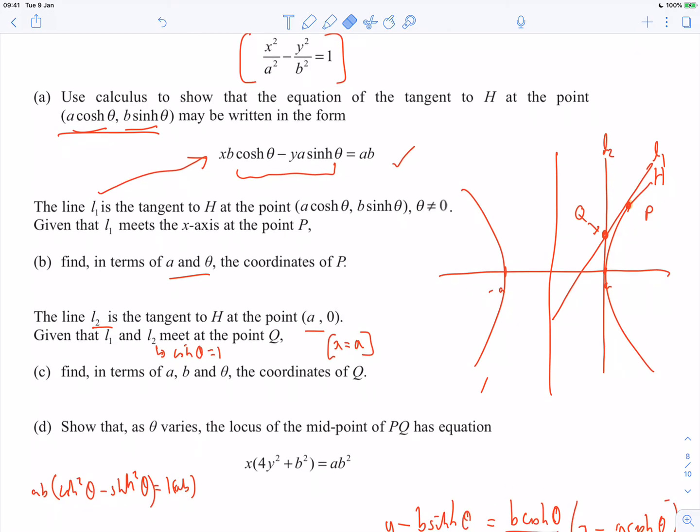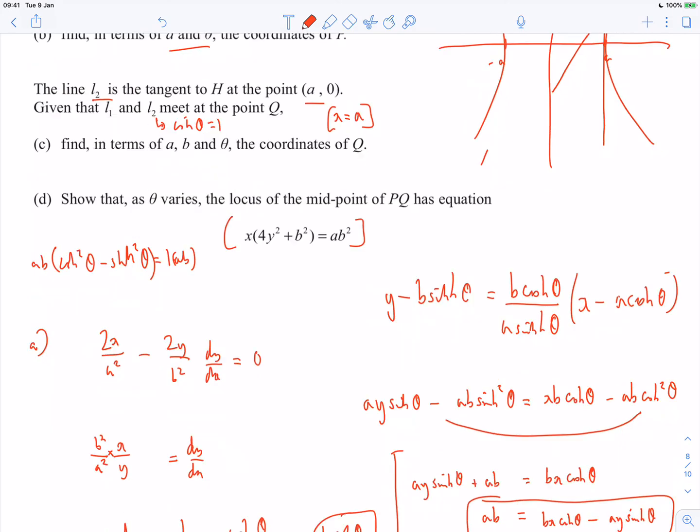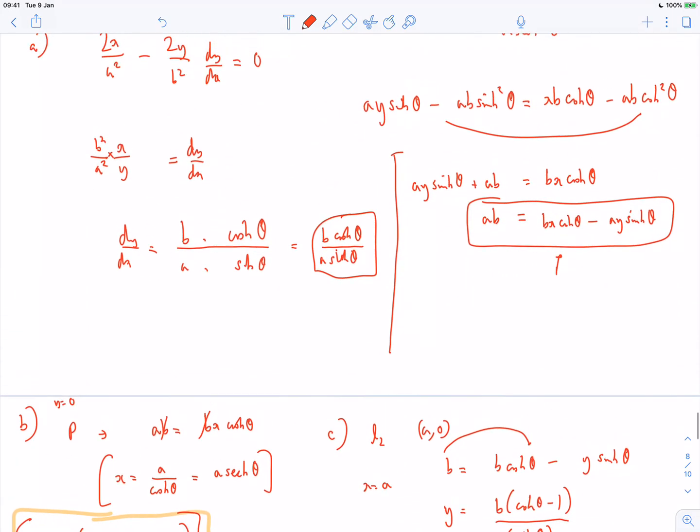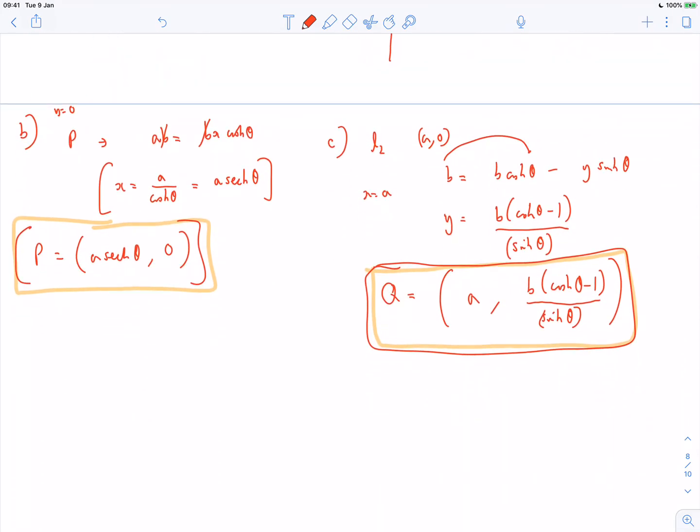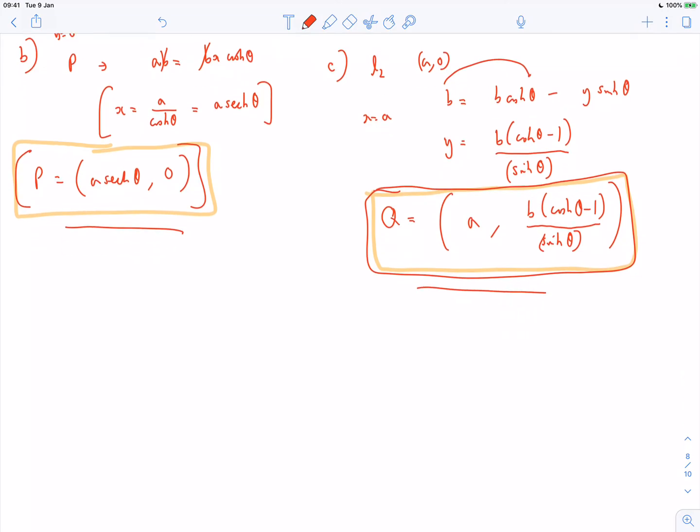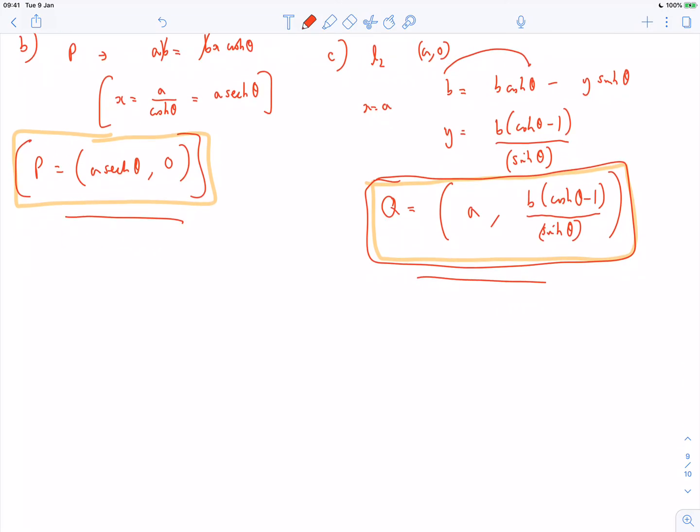Show that as theta varies, the locus of the midpoint of PQ has equation this. Okay, so I need to find the midpoint of P and Q. So where was P? P was this and Q was this. So the midpoint of the two is when you add the two together, which is A lots of sec theta plus 1 all over 2. Is that right?